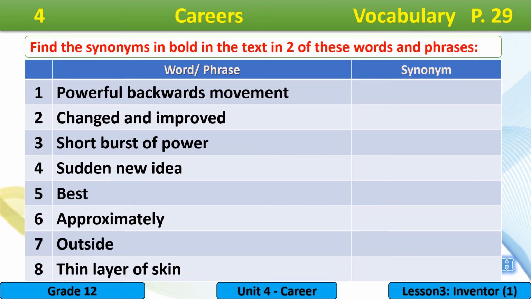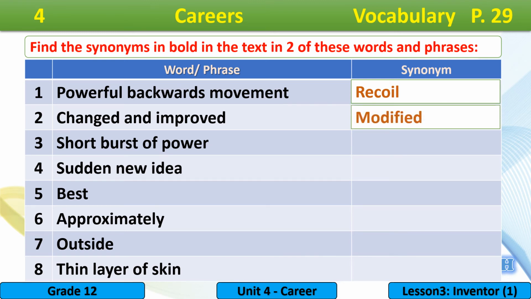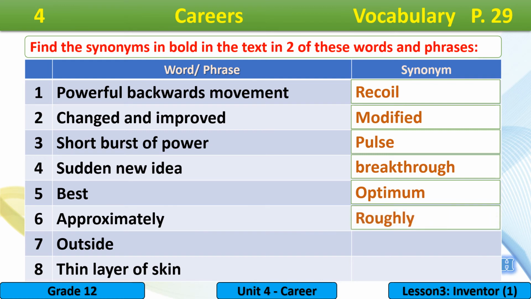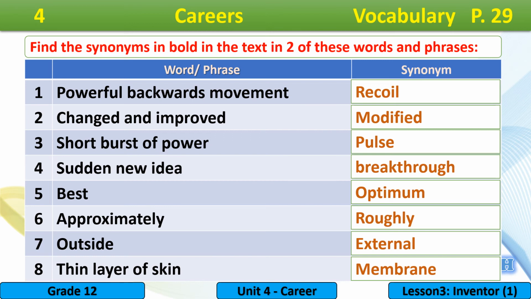Now pause the video, try to write the synonyms and come back to check your answers. Welcome back, dear students. Now let's see the answers. The first one, we have the word recoil. Number 2, modified. Number 3, pulse. Number 4, breakthrough. Number 5, optimum. Number 6, roughly. Number 7, external. And the last one, number 8, membrane. Well done.